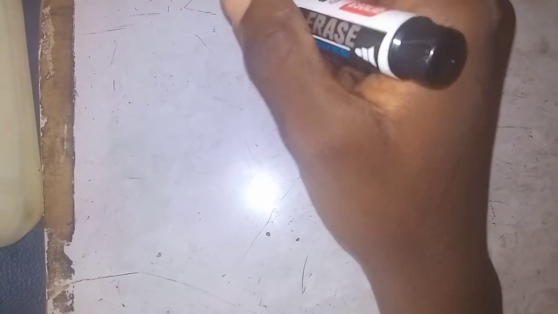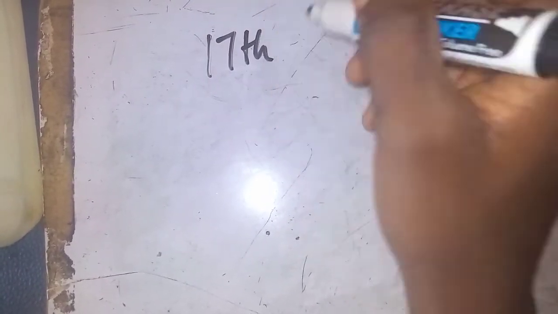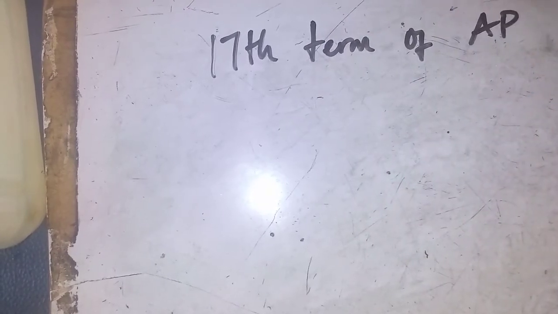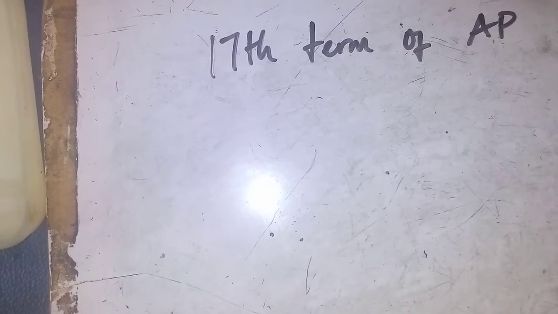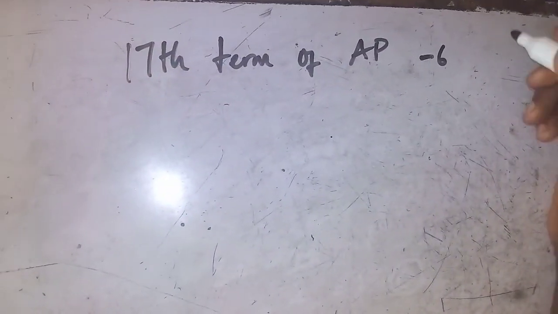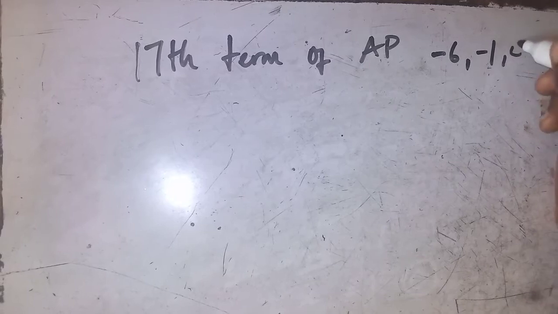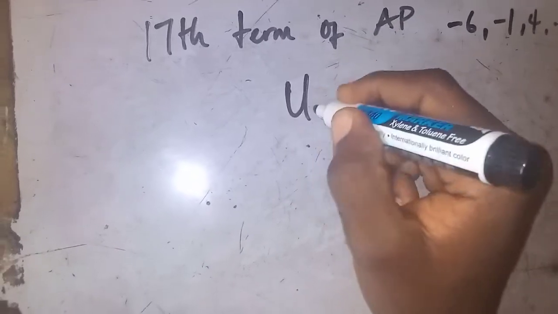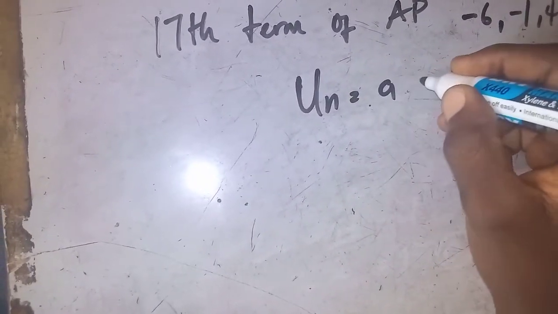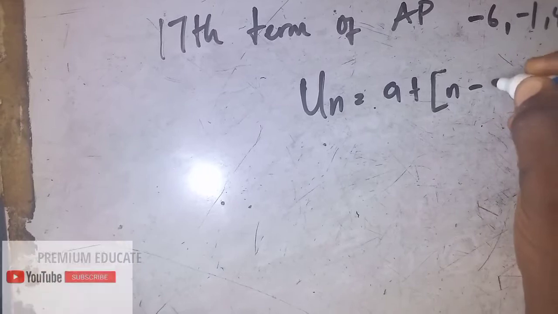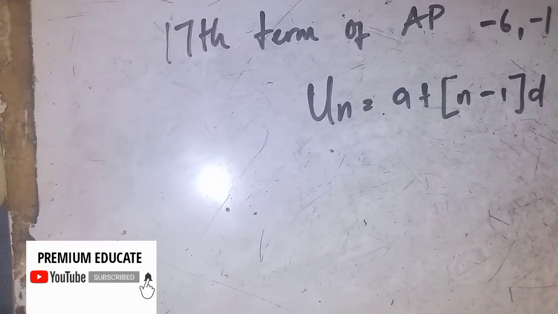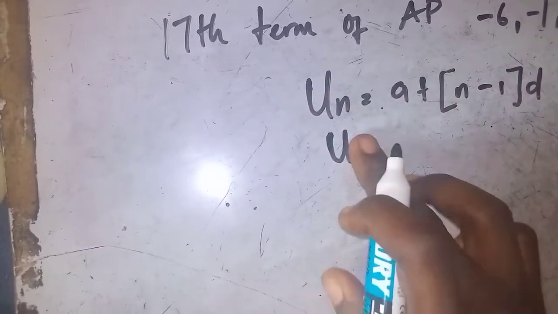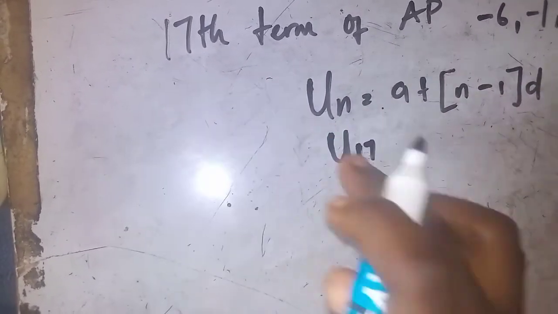Now the next question says we should find the 17th term of an arithmetic progression, AP, of minus 6, minus 1, 4, and so on. Now this is the first term. Meanwhile, our formula is Un equals a plus open bracket n minus 1 close bracket d. Now Un, which is the term we're looking for, should change to U17. It's the 17th term we're looking for.